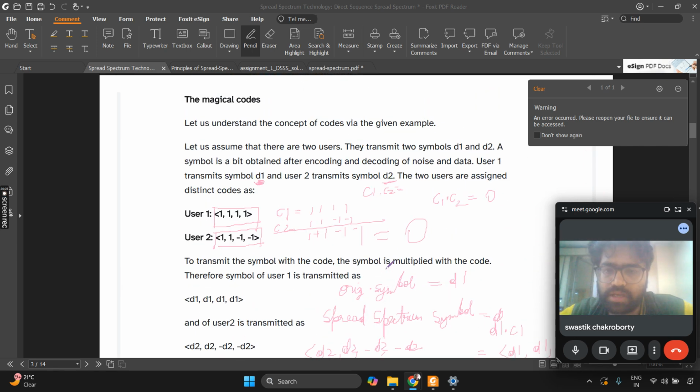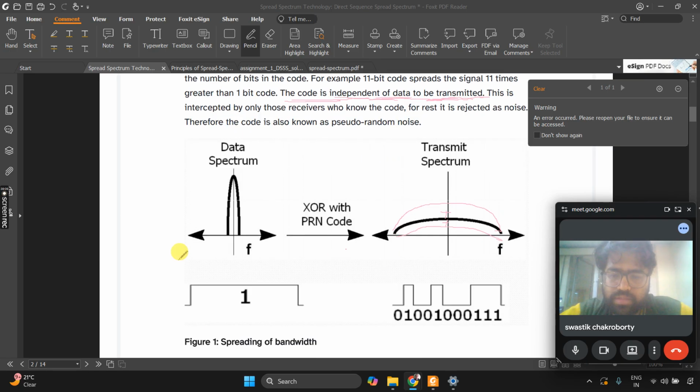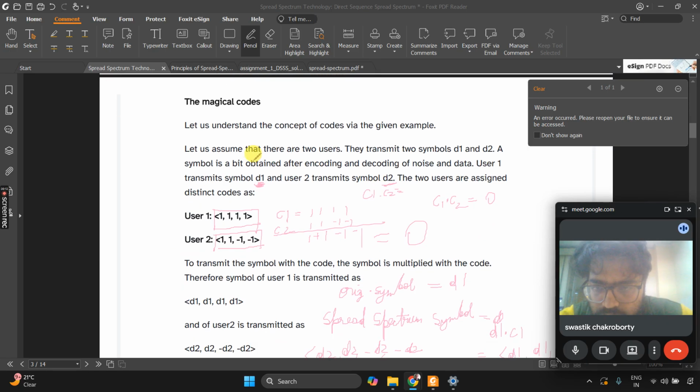Here we can see, if you look carefully, that there are two users. Let us assume there are two users that transmit two symbols, d1 and d2. A symbol is a bit obtained after encoding. Now user 1 transmits symbol d1 and user 2 transmits symbol d2. The two users are assigned distinct codes, 1 1 1 1 and 1 1 minus 1 minus 1.